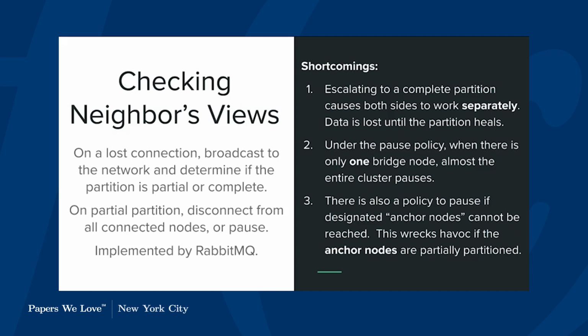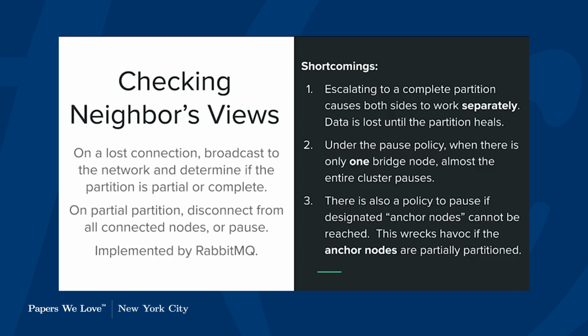Almost the entire cluster pauses because all the other nodes recognize around the same time, I've lost access to the rest of the network. They ask around, and this one bridge node says, yes, I can respond to everyone. And now you're effectively down to maybe just that node, or that node and a couple other surviving nodes, shutting down based on order of operations. And then basically you're down to effectively nothing. You can't perform any writes anymore because you can't reach quorum.